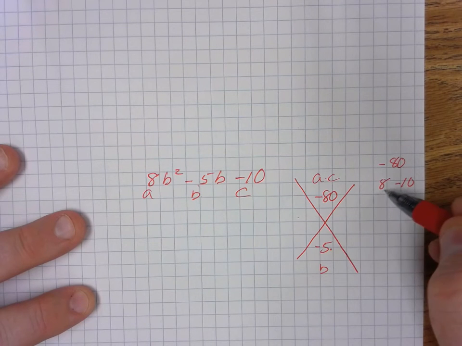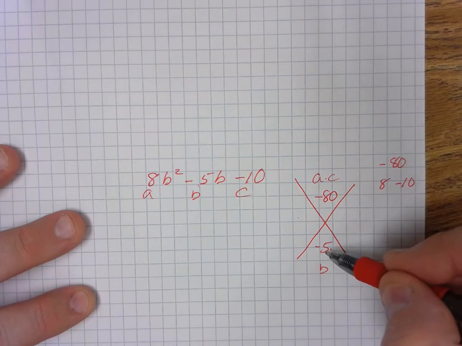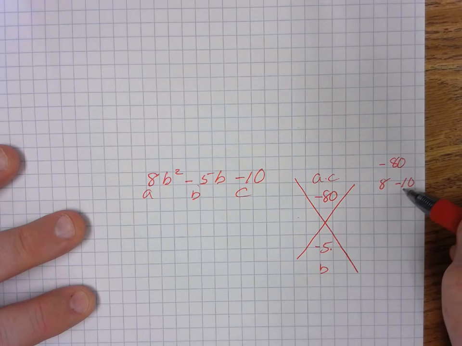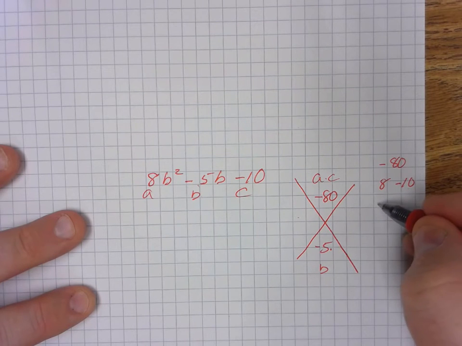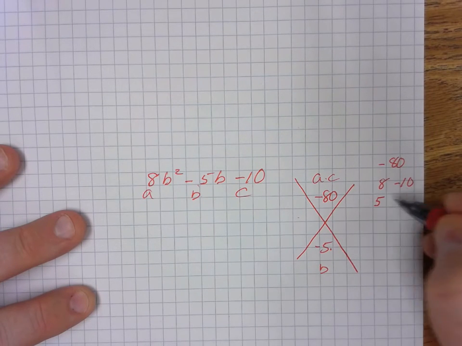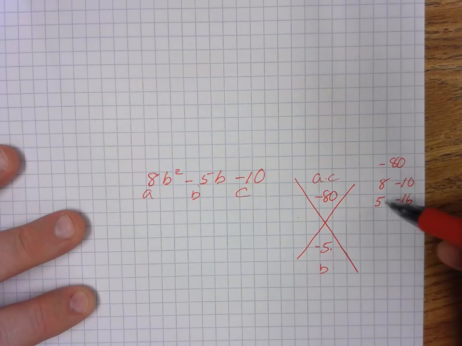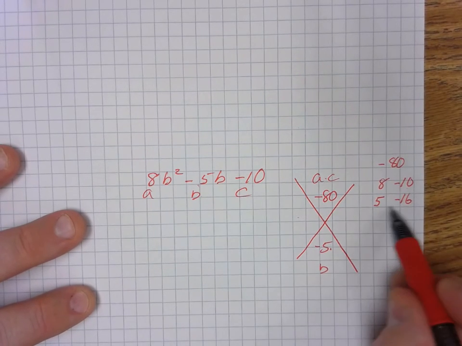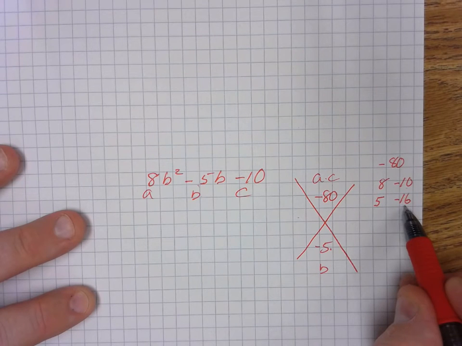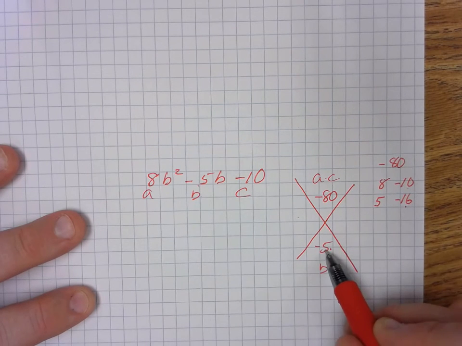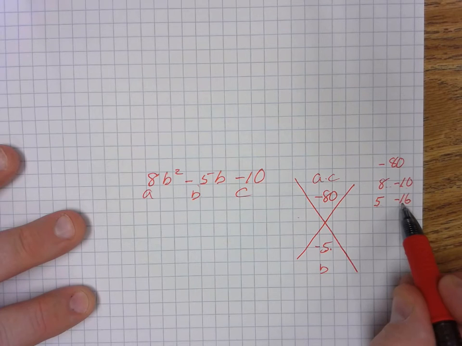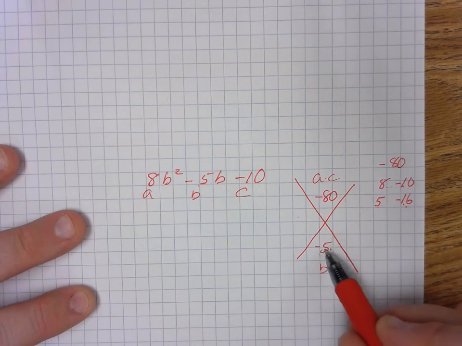Well, the difference between these two is only negative 2. I need a negative 5, so they're too close together. I've got to separate them. So let's go down. Let's try a 5, and the 5 times would be a negative 16. That still gives me 80. But the difference between these is negative 11, and I want a negative 5. So this one, they were too close. These two, they're too far apart. Neither one of them hits negative 5.